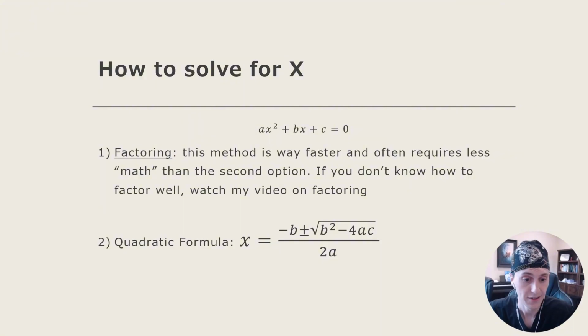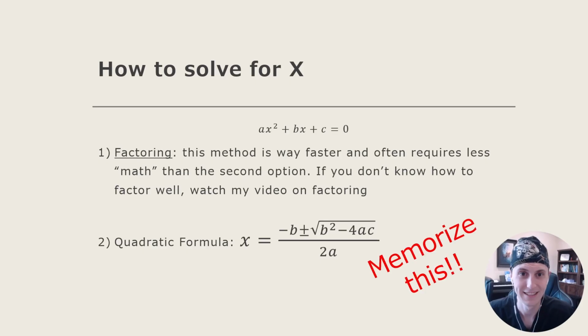So as you can see there, the quadratic formula is x equals -b plus or minus the square root of b squared minus 4ac all over 2a. And this is definitely something you want to memorize, and you need to know how to use it, how to solve quadratic equations with it.